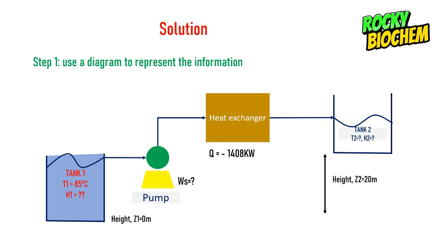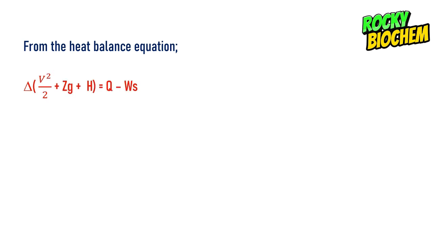Also, we don't know the second temperature because that is what we are looking for, and we don't know the total heat content of water in the second tank. We were given the height of the second tank from the ground level to be equal to 20 meters. So I think we have all the parameters to start our calculation. First of all, do not forget your heat balance equation. Just state it. This is very simple.